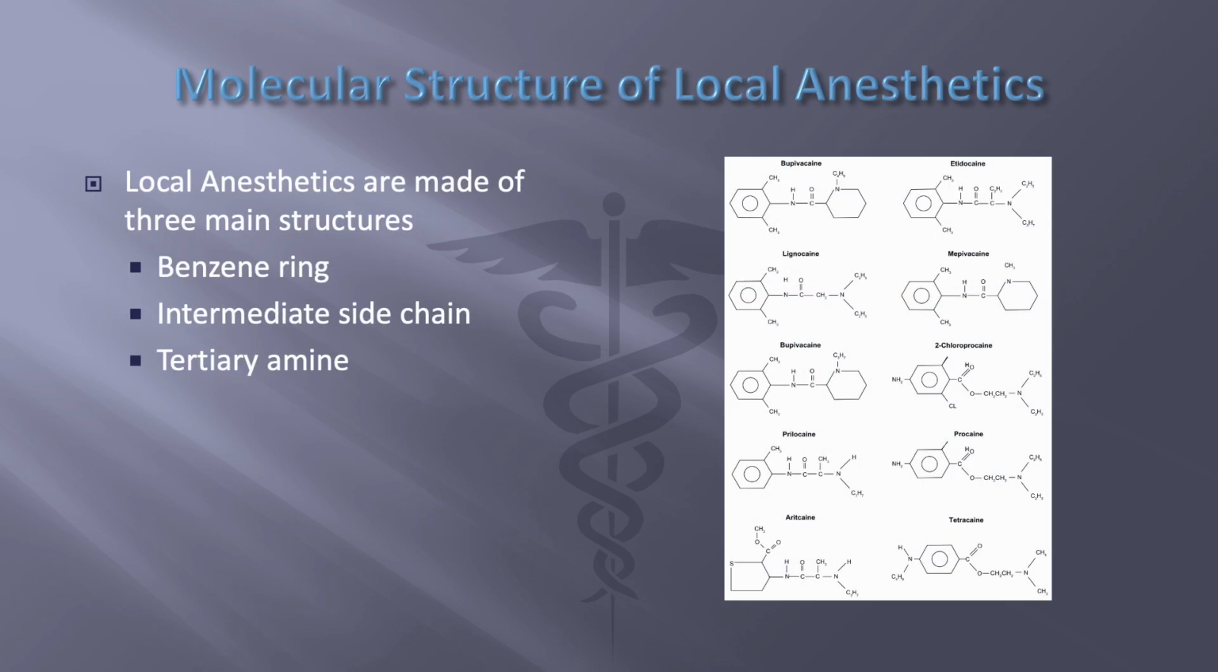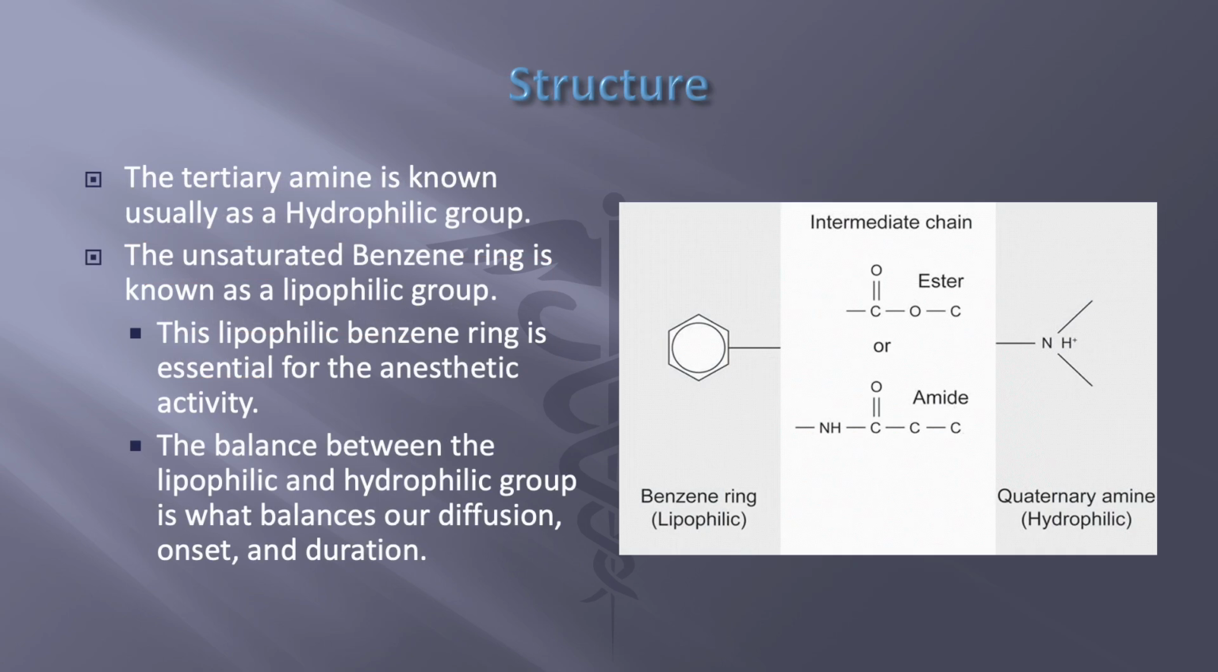When we start to look at the molecular structure of local anesthetics, they're going to be made of three main structures, okay? A benzene ring, an intermediate side chain, and then a tertiary amine. Each one of these is going to provide certain properties that allow our local anesthetic to work, okay? Let's get a little bit further into depth of what each one of these looks like. Because we already studied these functional groups, the benzene rings and our tertiary groups, you guys should be able to pick up on this pretty quick.